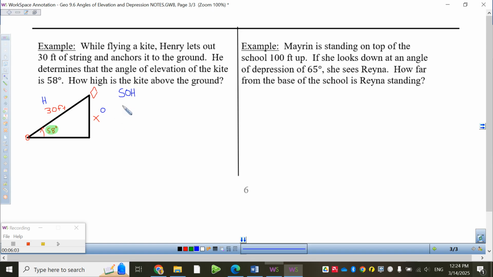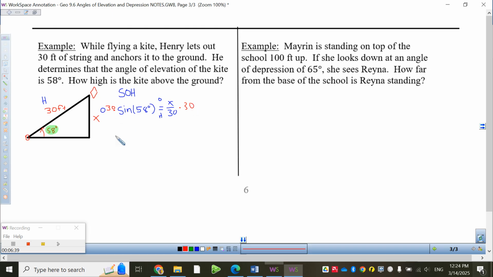So let's set up our equation here. So we've got sine of 58 degrees equals x over 30. And remember, when we use sine, this is the opposite side and this is the hypotenuse. So our fraction works out well here. Now to solve for x, we're going to multiply both sides by 30. Let's write in that step here, times 30 times 30.